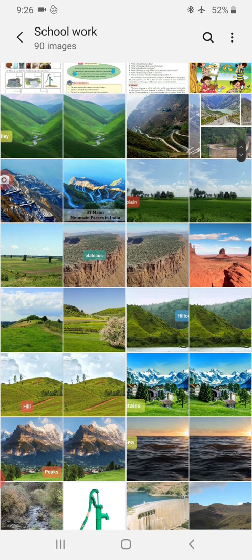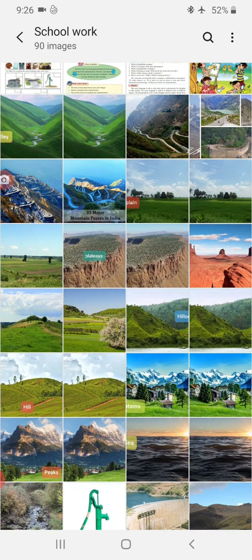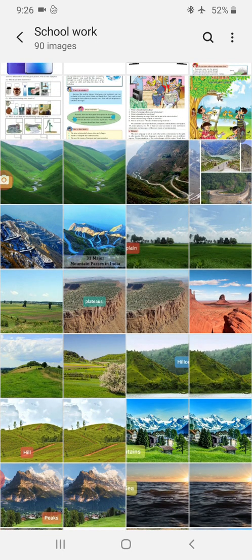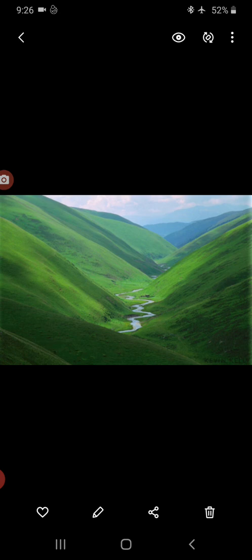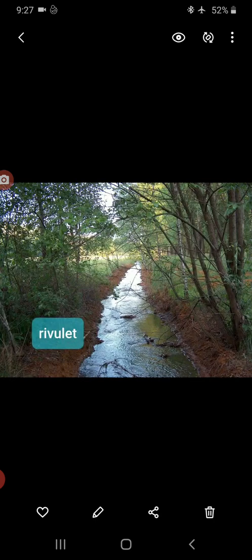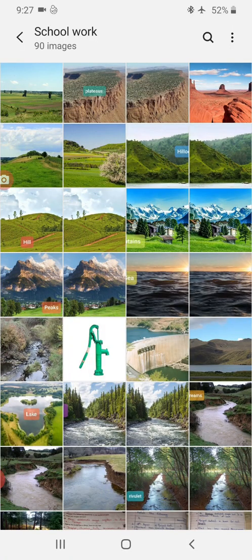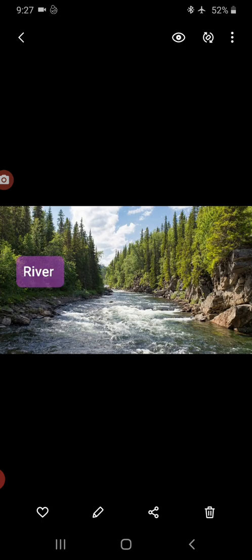I am showing you the picture of mountain. This is mountain picture. When there is rainfall, the water from upper side flows downside. Okay, and it starts flowing like a rivulet. As I am showing you, this rivulet joins the streams, and these streams join the river, and thus rivers are formed.